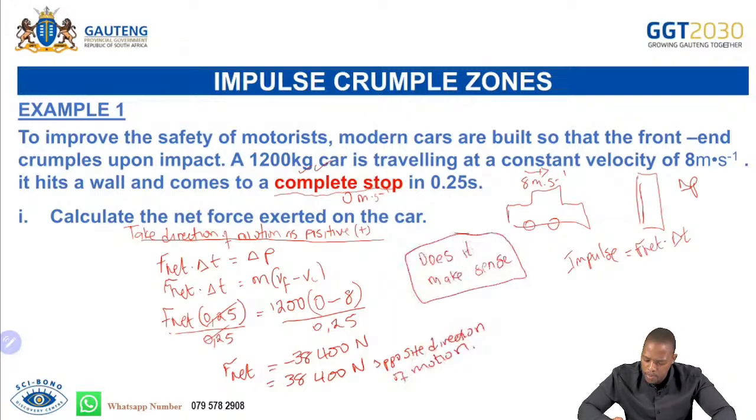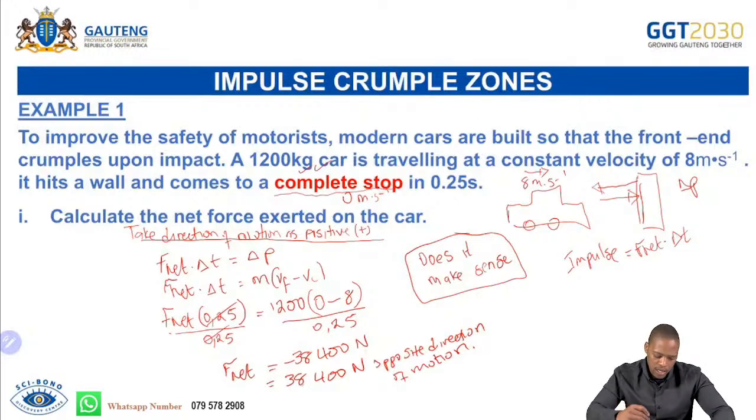The answer is yes, because if the car goes in a direction of motion and hits the wall, it will exert a force in the direction of motion. According to Newton's third law of motion that we've discussed previously, as the car exerts a force on the wall, the wall will simultaneously exert a force of equal magnitude on the car. So the force will be equal, but in the opposite direction. Therefore, the force exerted on the car is 38,400 newtons in the opposite direction. My answer is correct and it makes sense.